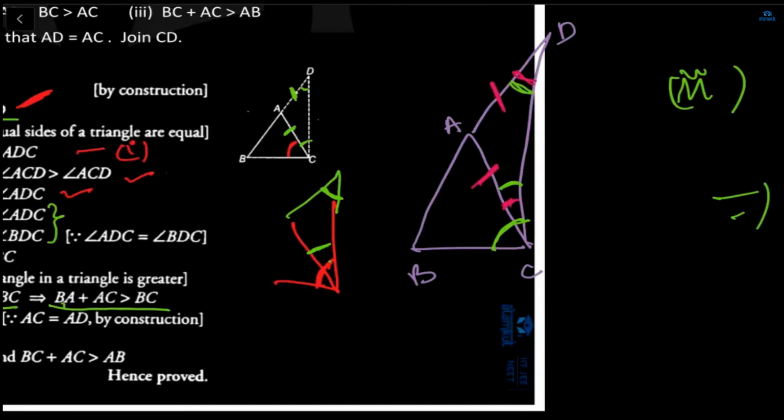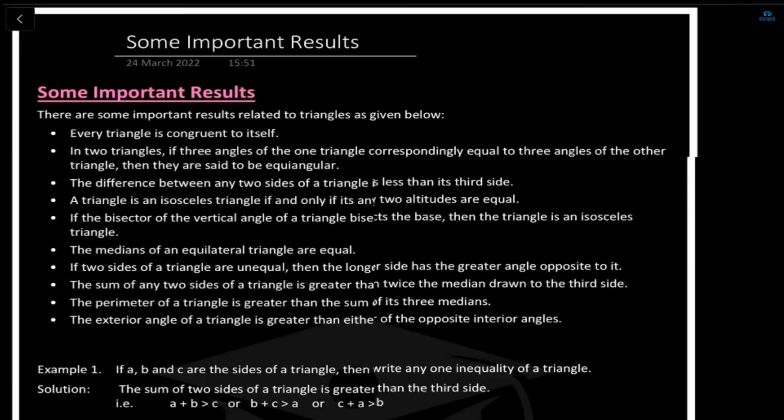And the side opposite to the greater angle will be greater. So this whole side BD will be greater than BC. And since this side can be written as BA plus AD, and AD can be written as AC, understood now? So AB plus AC is greater than BC. Any doubt? Anybody now?